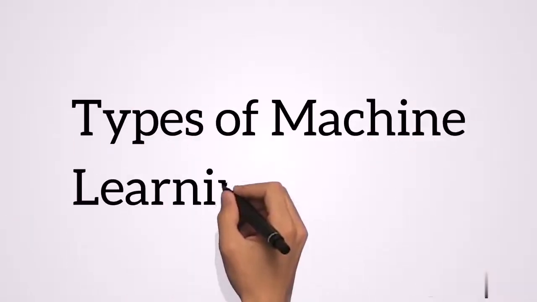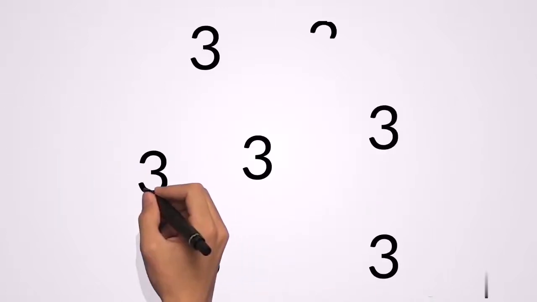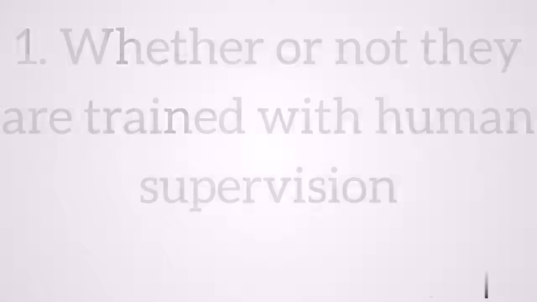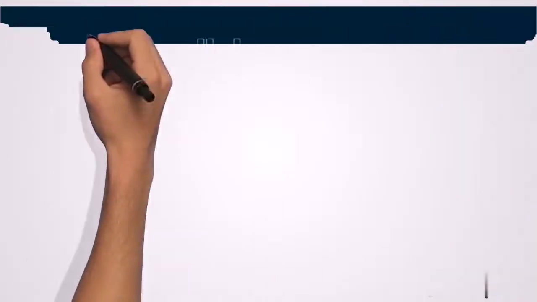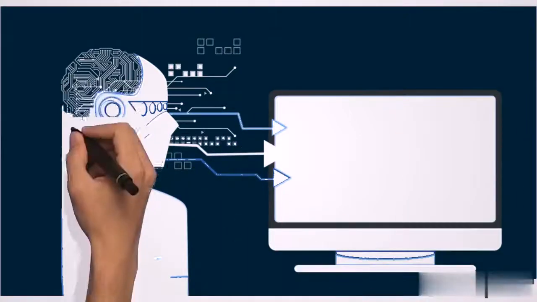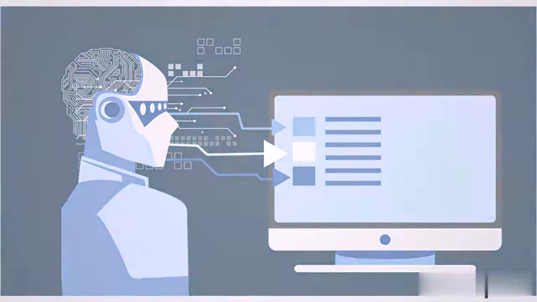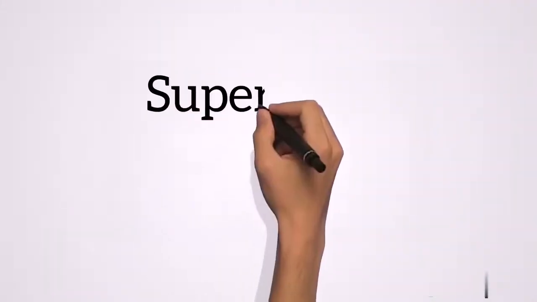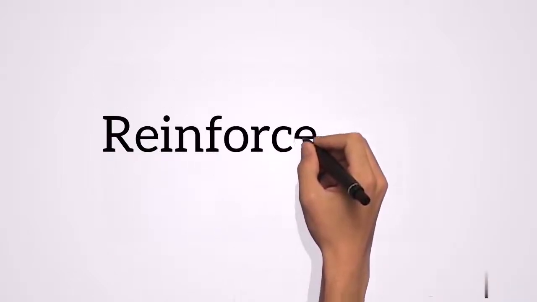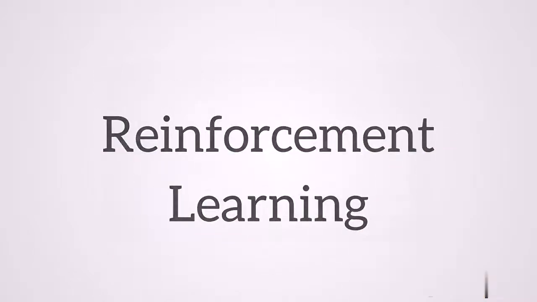Types of machine learning systems. Broadly categorized into three types. Type 1: whether or not they are trained with human supervision. Machine learning systems can be classified according to the amount and type of supervision they get during training, and there are four major categories: supervised learning, unsupervised learning, semi-supervised learning, and reinforcement learning. Let's look at each of these criteria a bit more closely.